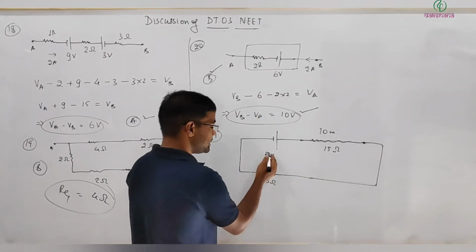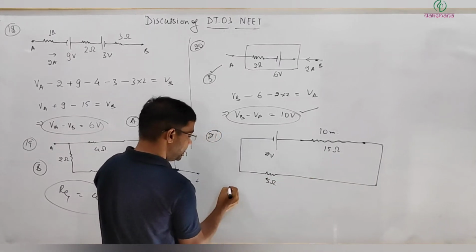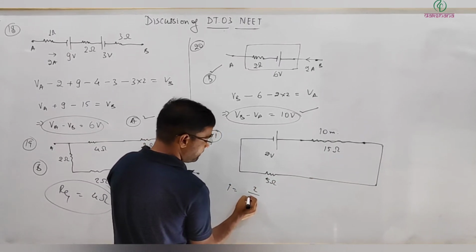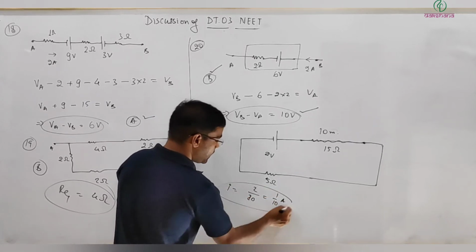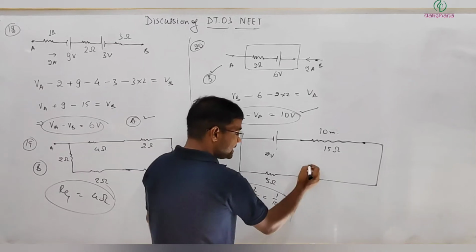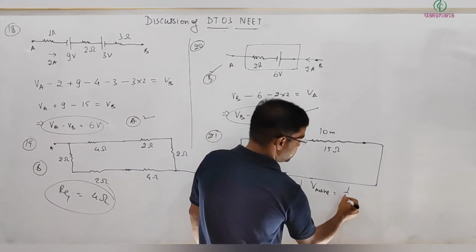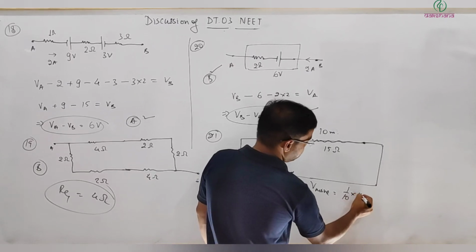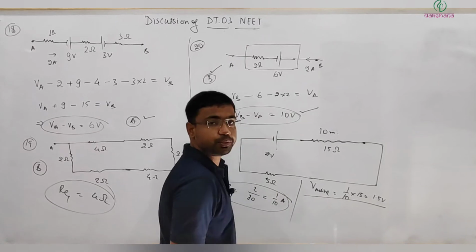So first let me get the total R, which will be 20. So I is how much? 2 divided by 20, that comes out to be 1 by 10 ampere. This is the current. Then potential difference across wire will be V is equal to IR. So this is 1 by 10 multiplied by 15, that is 1.5 volt. This is the potential difference.